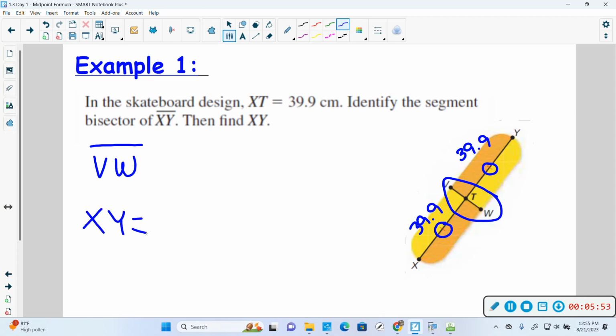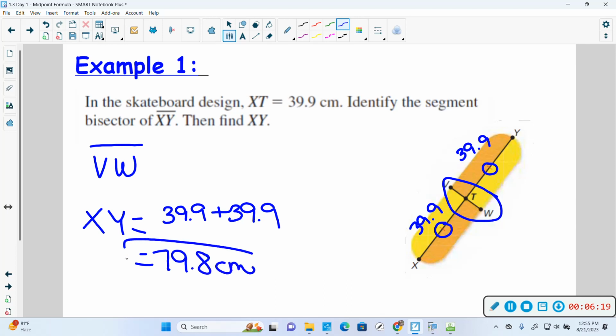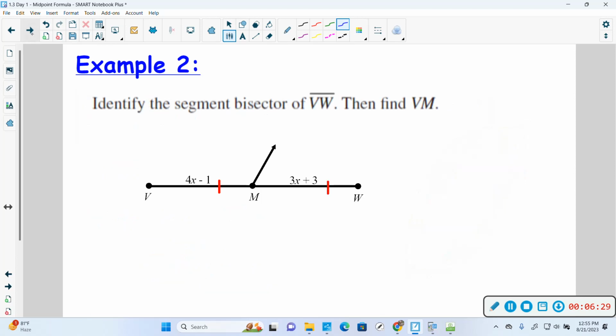Now it also asks you XY. So what is the total from X all the way to Y? How are we going to figure it out? We're going to add them together. You're using segment addition postulate. Just the gift that keeps on giving. What's 39.9 plus 39.9? And I'm going to throw a label on, we're in centimeters. Got it. Now, do I really need you to show me work for the 39.9 plus 39.9? No, you could have just given the final answer, it's fine. You can add that up in your calculator.